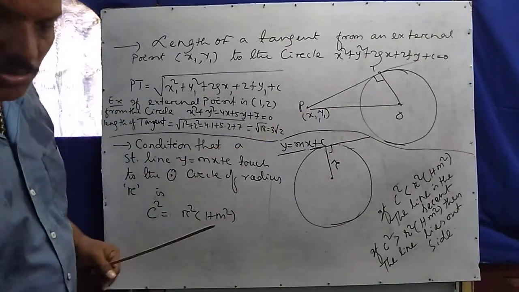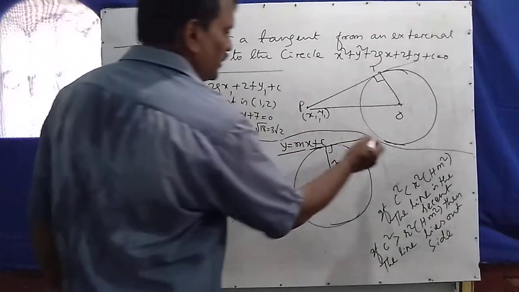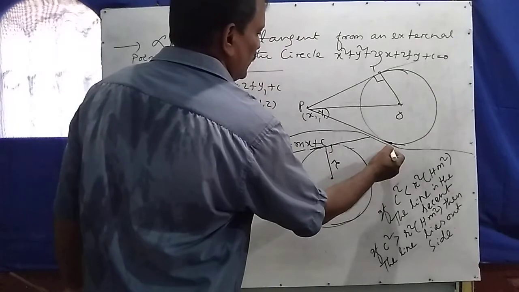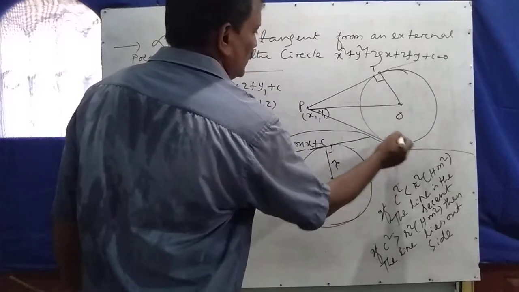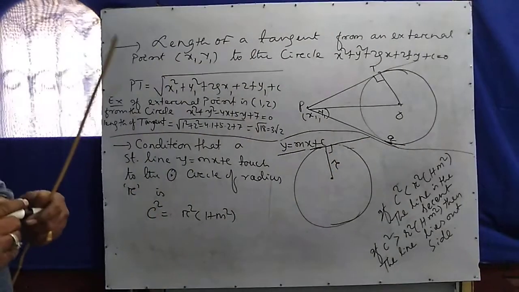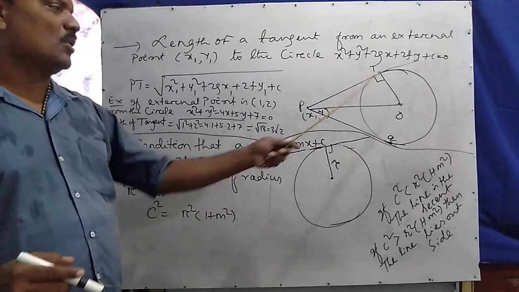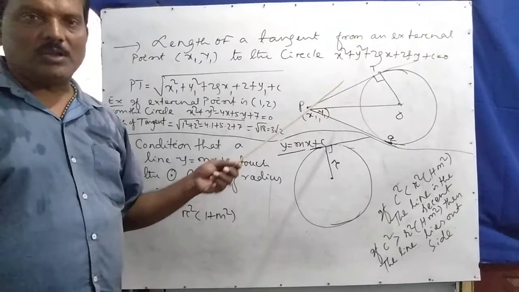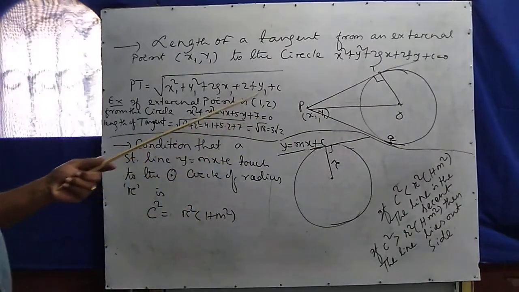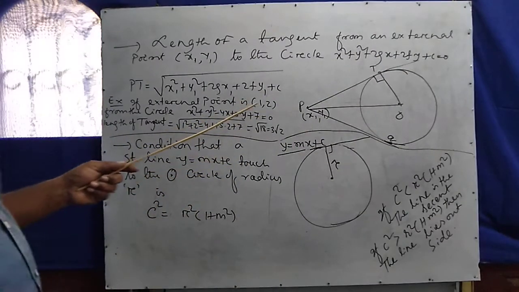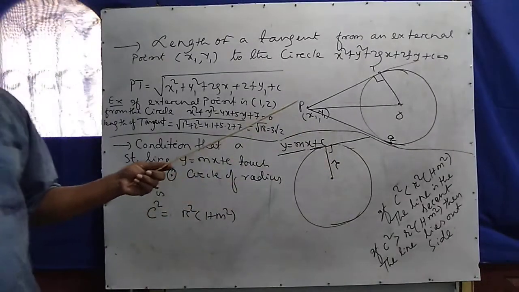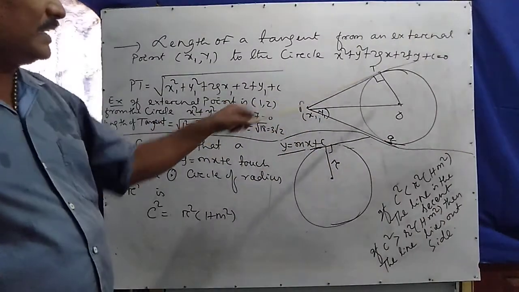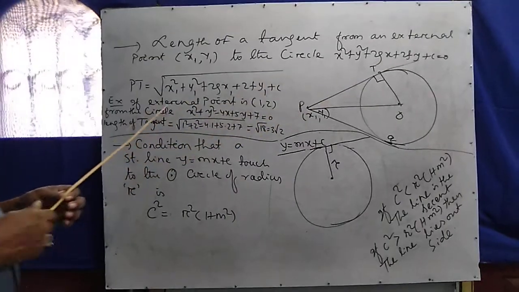Here you also have to remember another point: if you take Q also, PT and PQ are both equal, because the lengths of the tangents drawn from an external point are equal. You have already read this in the 10th class. Remember this theorem. Here PT is the length of the tangent, and it can be represented as follows.